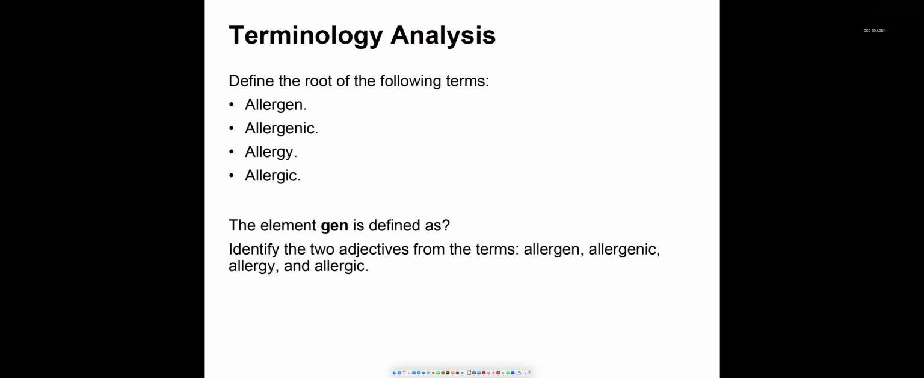Allergy, al, different, ergy, action or process. An allergy is an immune system reaction to a foreign substance that is harmless to most people. Allergic, al, different, ergic, relating to or affected by. Allergic describes a person or response that is sensitive to allergens, such as an allergic reaction.